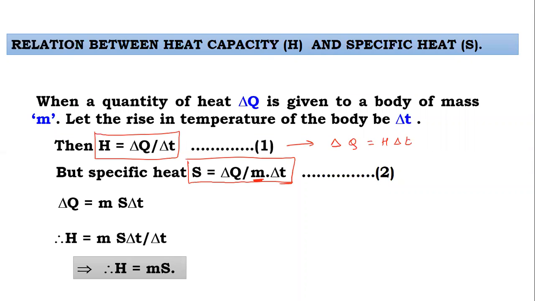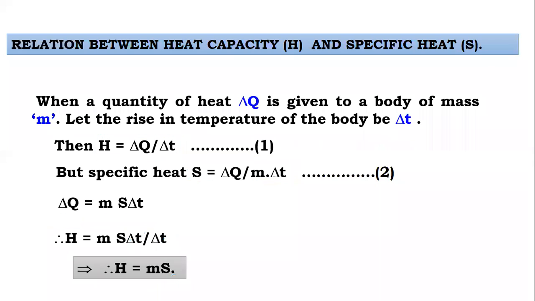Listen. So here delta Q we can write by using equation 1 as H delta T is equal to M S delta T. Then this delta T we shift to the right hand side. So we get H is equal to M S delta T by delta T. It gets cancelled. So we get H is equal to M into S. So heat capacity is equal to mass into specific heat. This is the formula of heat capacity.